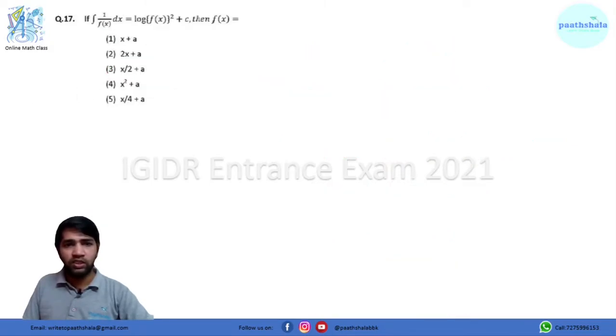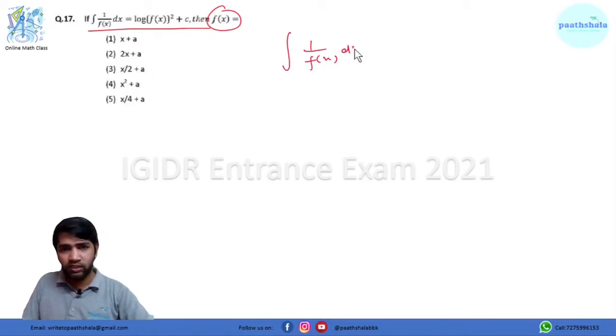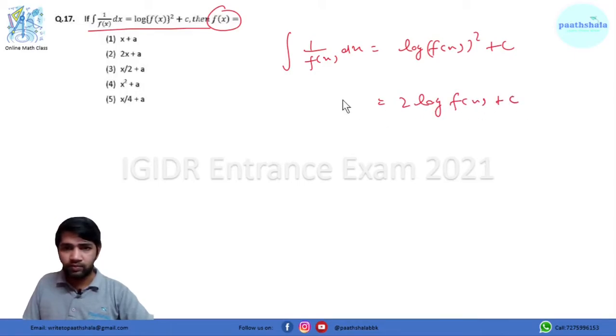Now let's move to the next question. Here in this case, we have to find basically f(x). This is saying this integral is in this form. So this integral, 1 upon f(x) dx, equals log f(x) whole square plus c. Alternatively, we can write it as 2 log f(x) plus c. So for that, this f(x) has to be in the form of x by 2. Then only this integral will become 2 upon x dx, and this 1 upon x will give you log x. So if I look at the choices, only one choice we have.